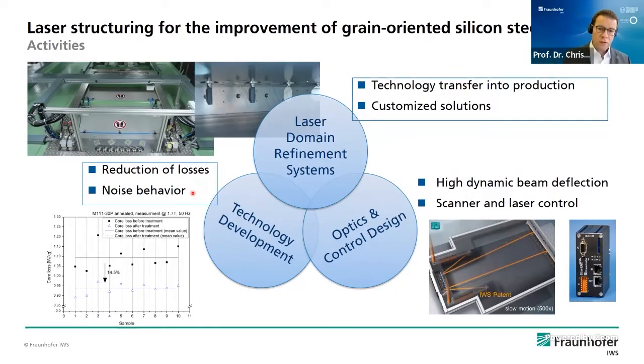So reducing the electrical or magnetic losses as well as reducing the noise is the aim of this type of development here. And in our lab, we have developed the so-called laser structuring methodology, where we structure the surface of electrical steels, which I will show you in more detail in the next slide.